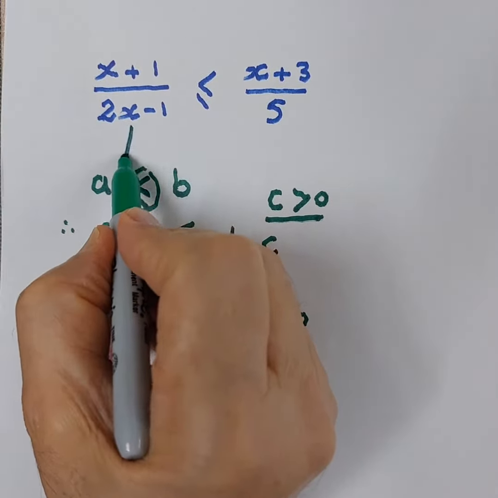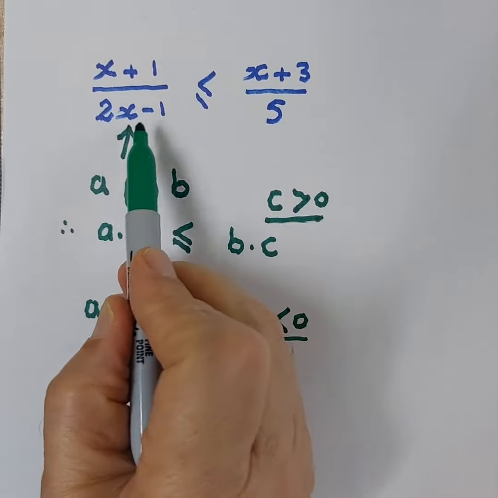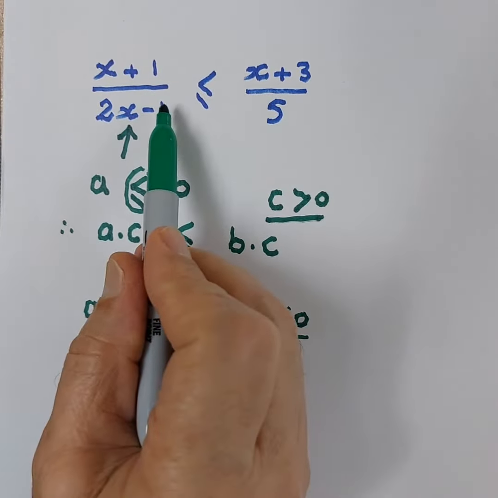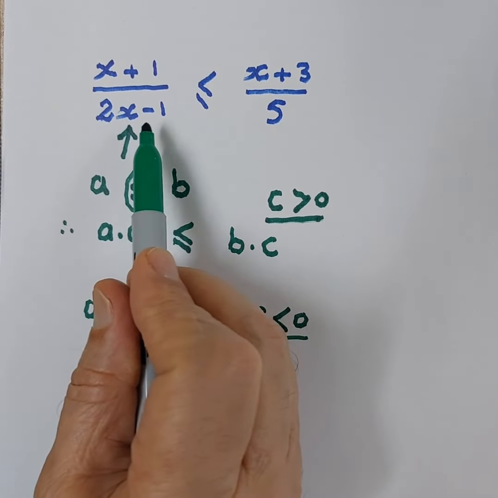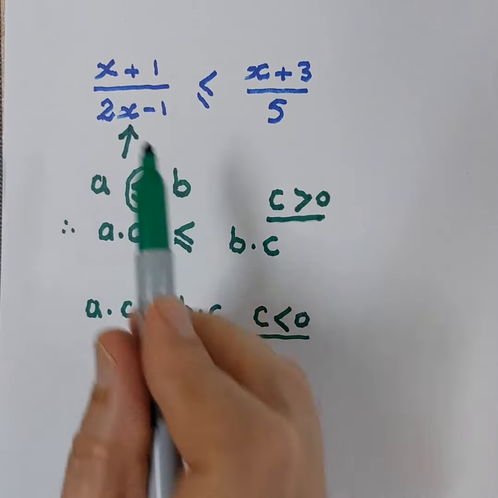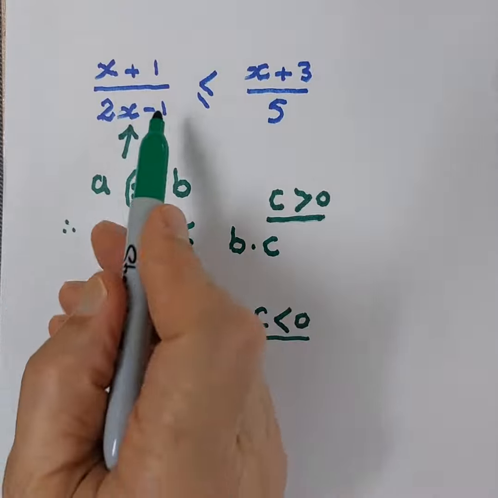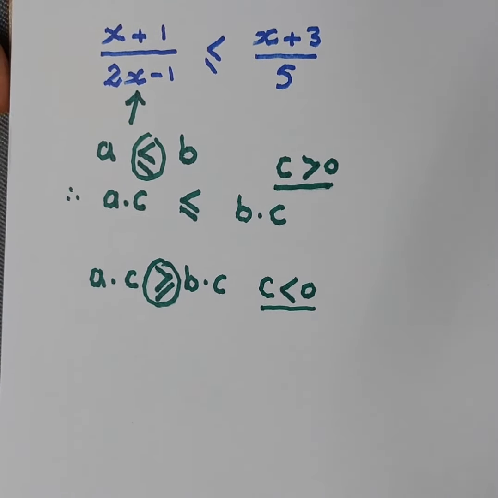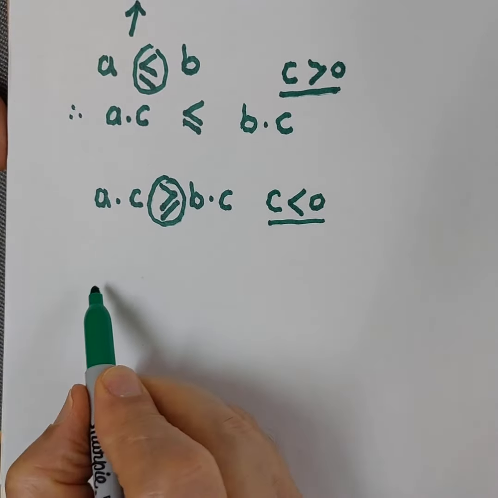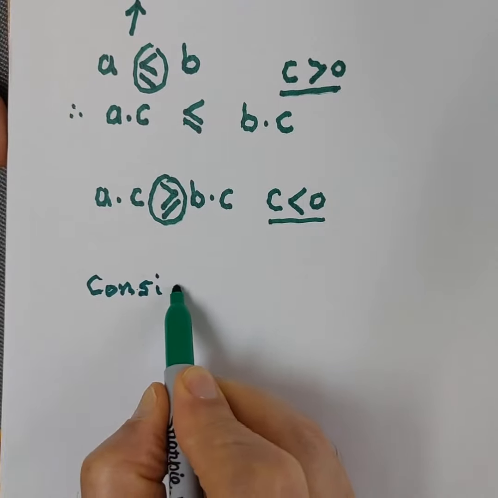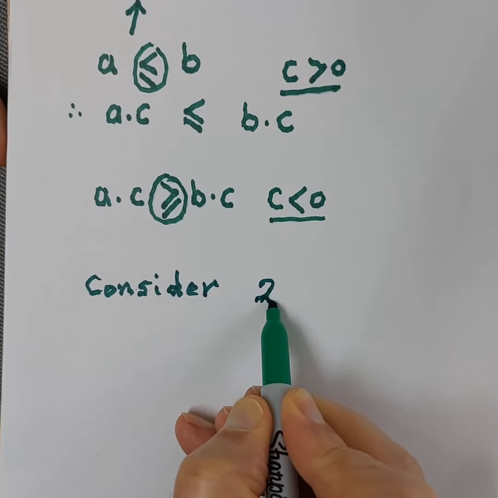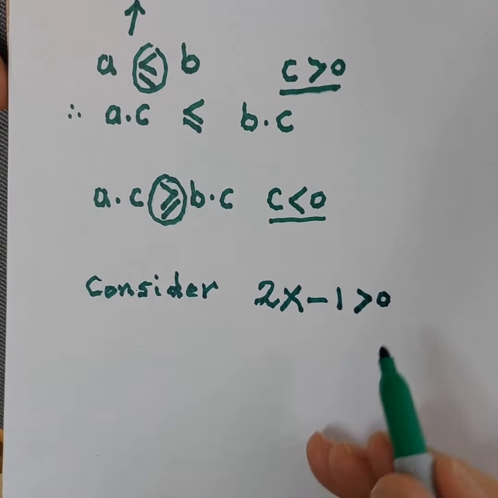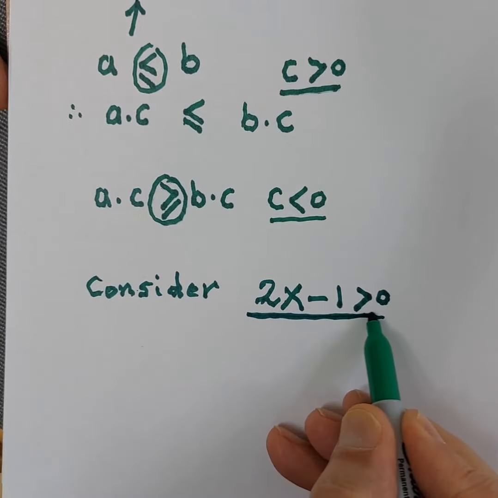It depends on the existence of the variable x here. As we have variable x here, and when we need to multiply both sides of the inequality by 2x minus 1 to eliminate the bottom here, we have to consider these two cases. The case when this could be positive and the other case when this could be negative. The first case we will consider is when 2x minus 1 is positive.